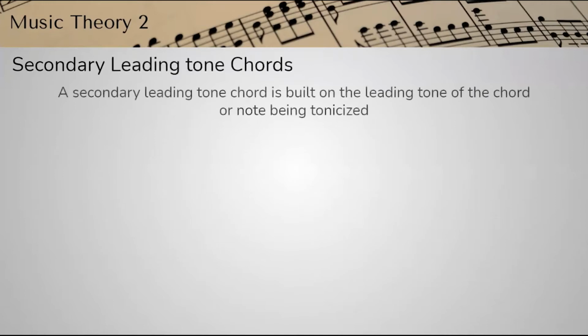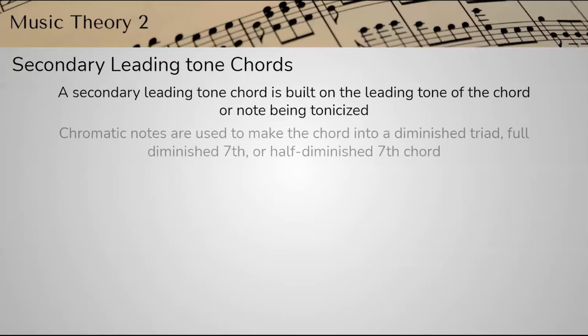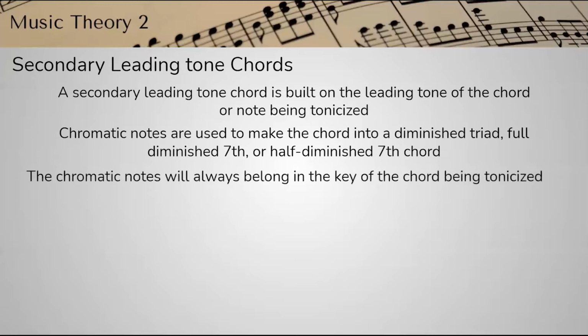So other things to remember about secondary leading tone chords, and I kind of already said some of them: the secondary leading tone chord is built on the leading tone of the chord or note being tonicized. Chromatic notes are used to make the chord into a diminished triad, a fully diminished 7th, or a half diminished 7th chord, and the chromatic notes will always belong in a key of the chord being tonicized.